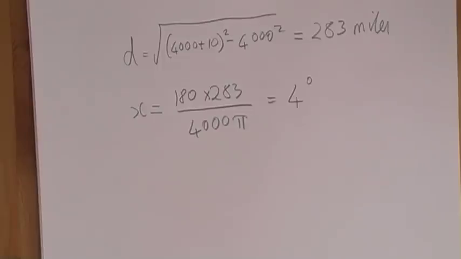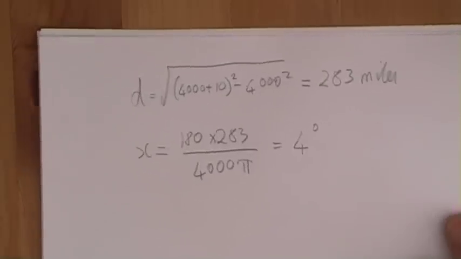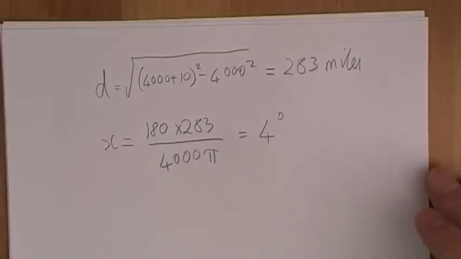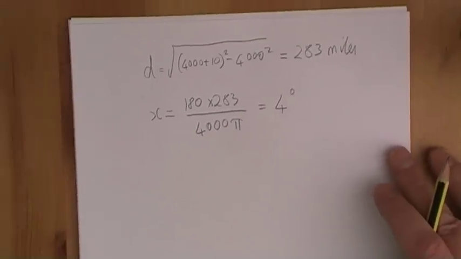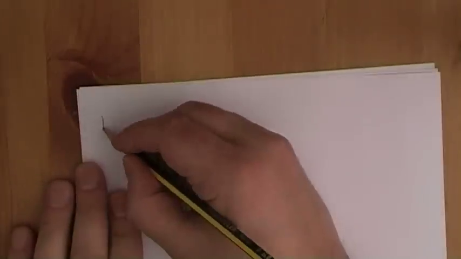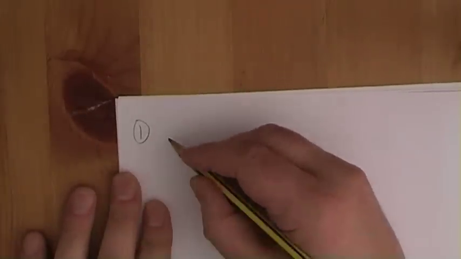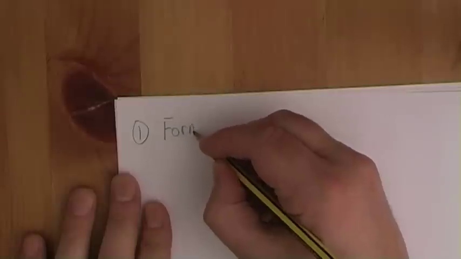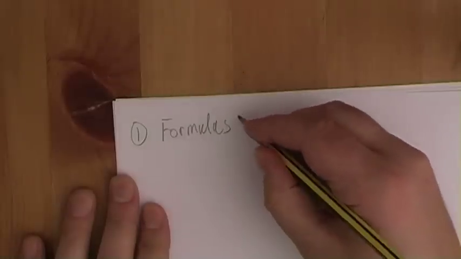Now, you may want to object to the arguments I'm making in this video. Well, I've thought about this and I can think of 5 main objections you could make. One is: formulas wrong.